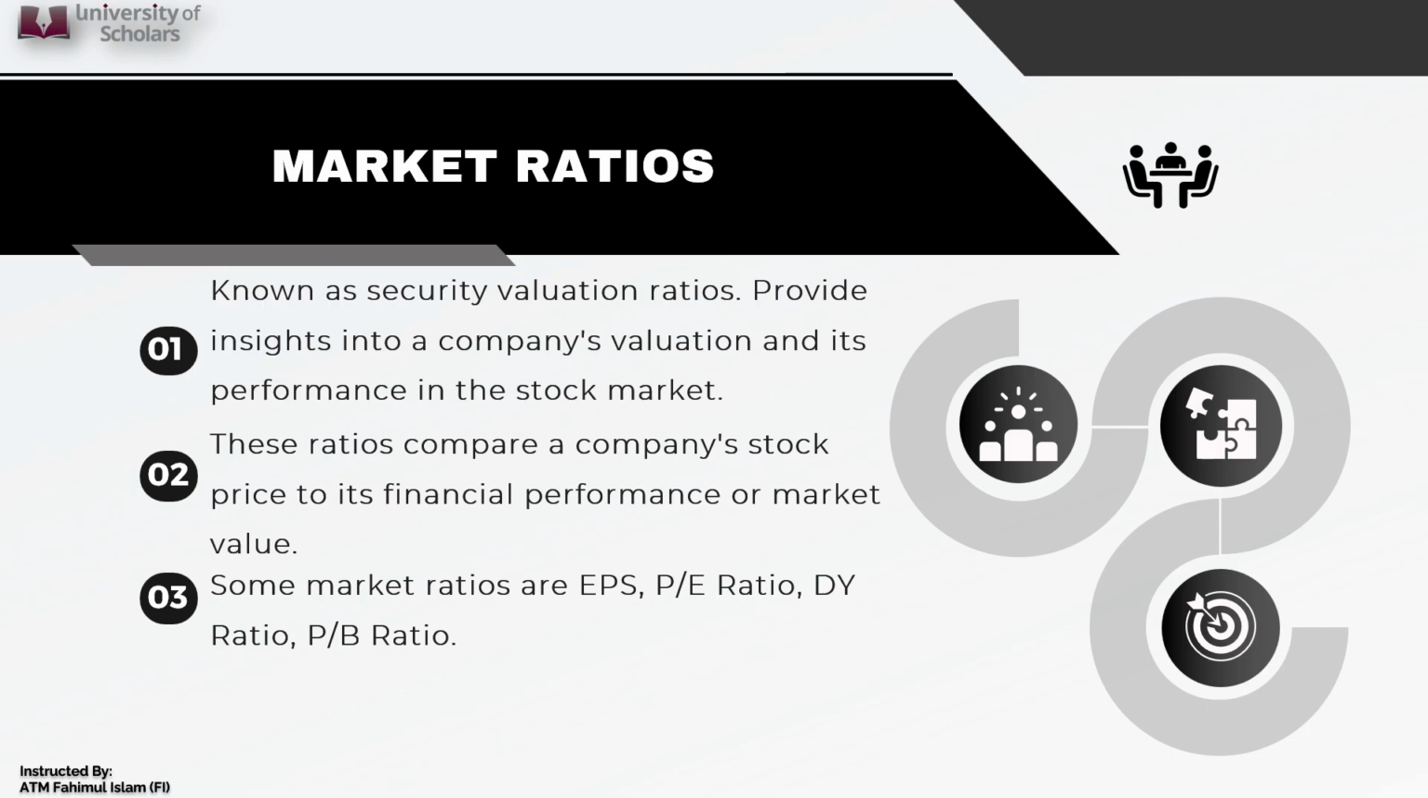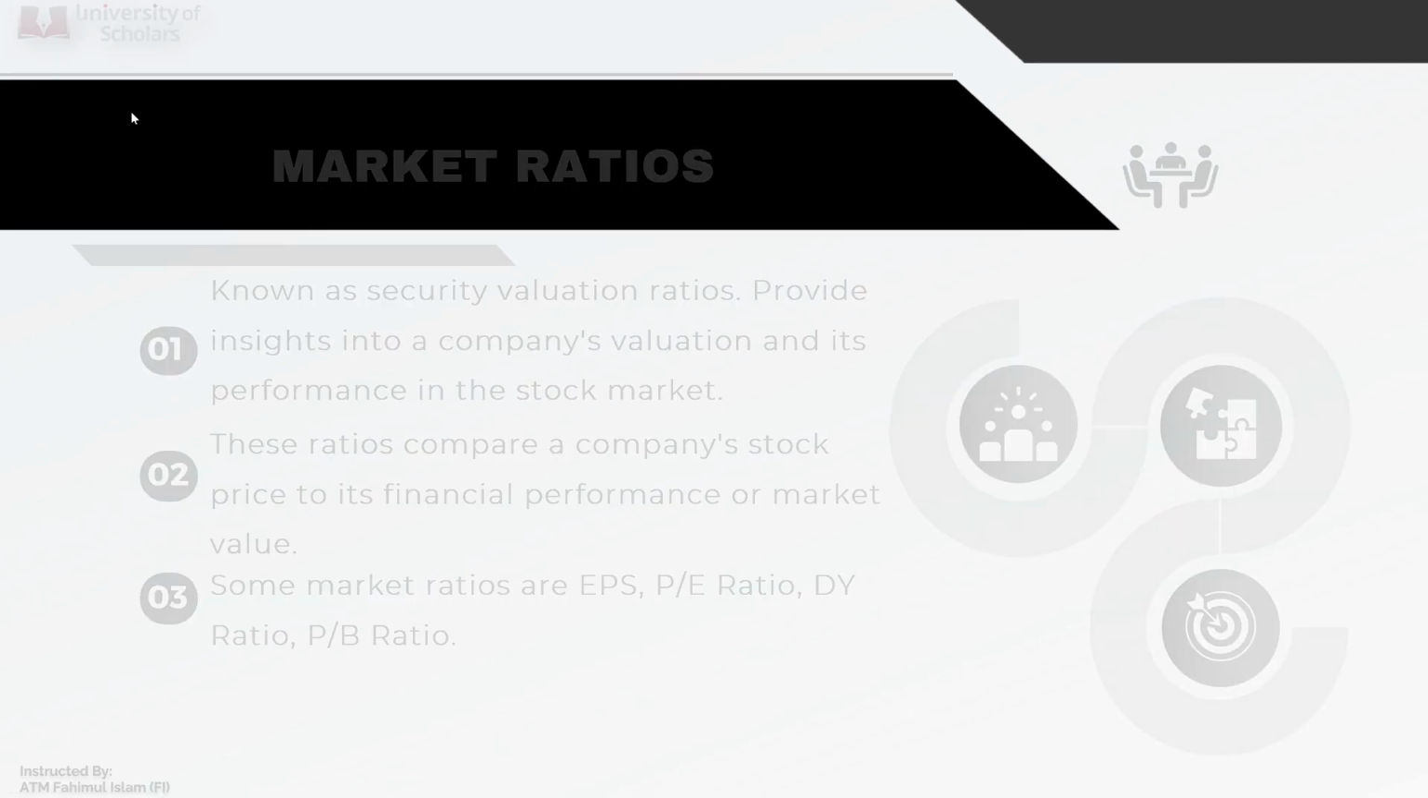Some market ratios or security valuation ratios can be mentioned here: earnings per share (EPS), price to earnings ratio (PE ratio), dividend yield ratio, and price to book value ratio. So we'll learn about 4 of these ratios, inshallah, and we will see another example including these ratios and their interpretation as well.